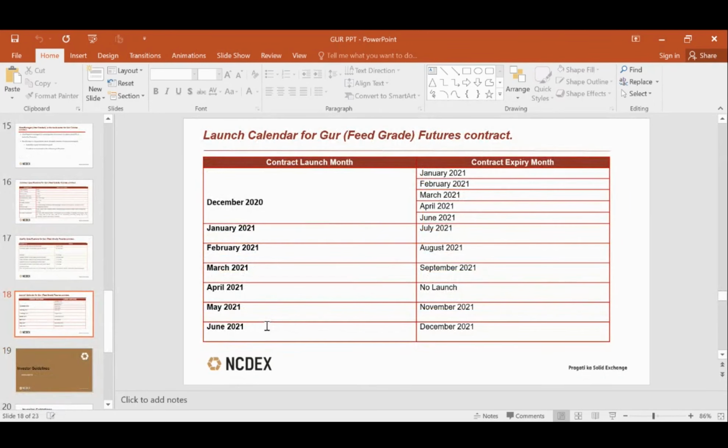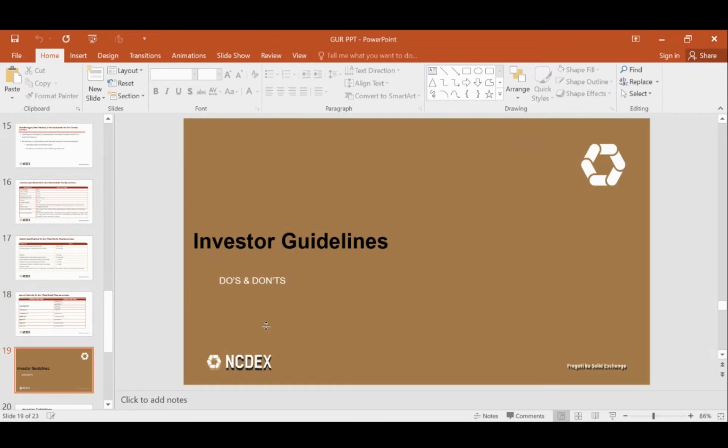So we will be launching our GUR feed grade futures contract on 15 December, and January, February, March, April and June expiry contracts will be available for trading. And thereafter from January we will have contracts expiring for July and so on. So this was about our GUR futures contract which will be launching on 15th of December.